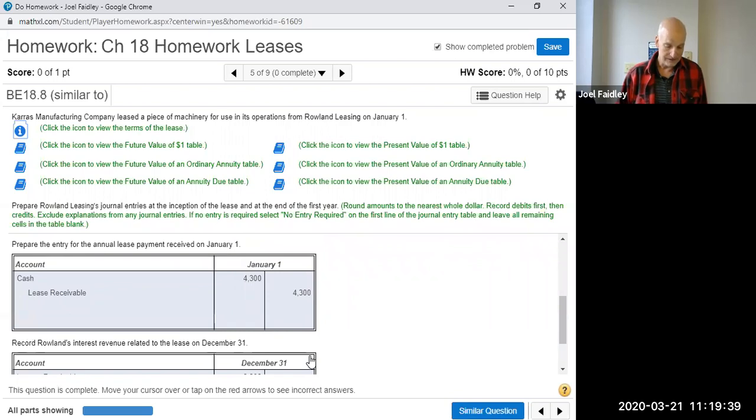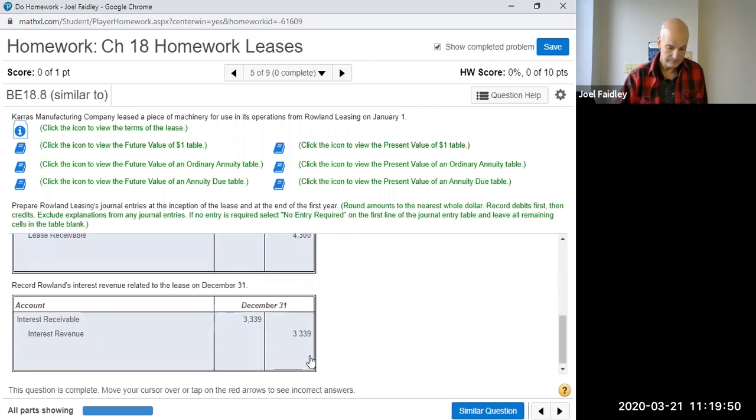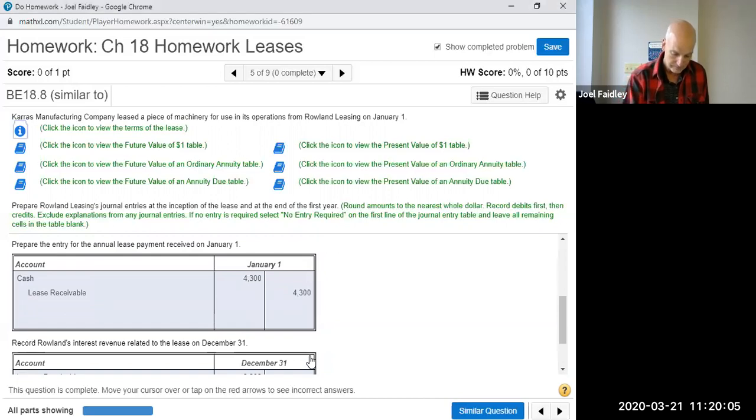All right, then the first payment, same day, January 1, $4,300. So that's $33,852 minus $4,300. You can see what I'm writing on here. It seems to work on the PowerPoint, but not on the homework. At least it didn't last time. $33,852 debit and a credit for $4,300 to my lease receivable. 33,852 minus 4,300 is 29,552. So that times my rate, what did we say that was? 12.4%?